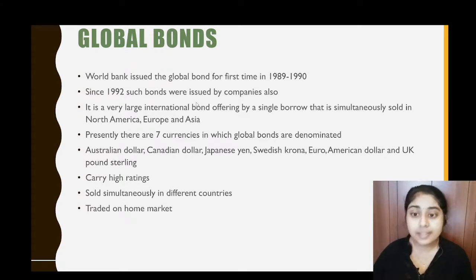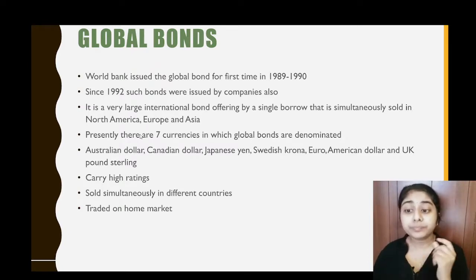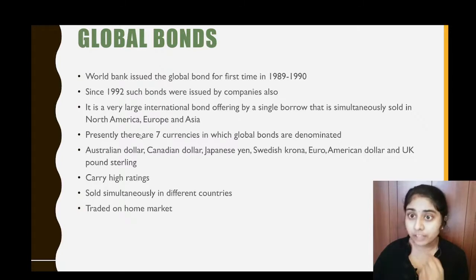So it is a very large international bond offering by a single borrower that is simultaneously sold in North America, Europe and Asia. Presently, there are 7 currencies in which global bonds are denominated. That is Australian dollar, Canadian dollar, Japanese yen, Swedish krona, euro, American dollar and UK pound. So these are the 7 currencies in which global bonds are denominated.